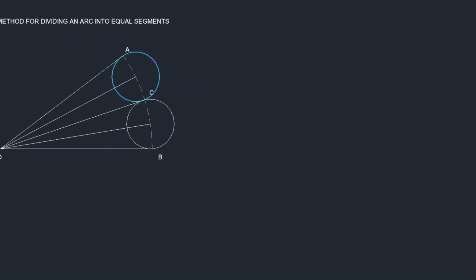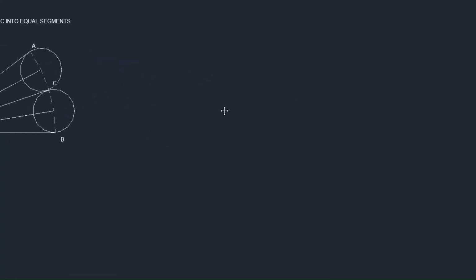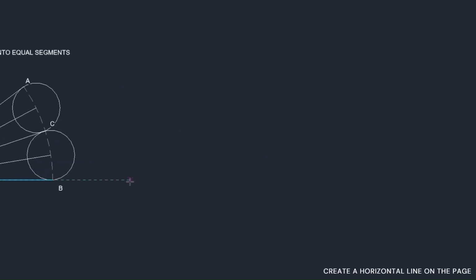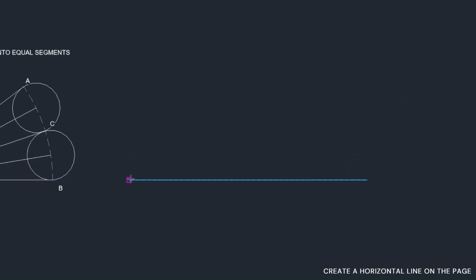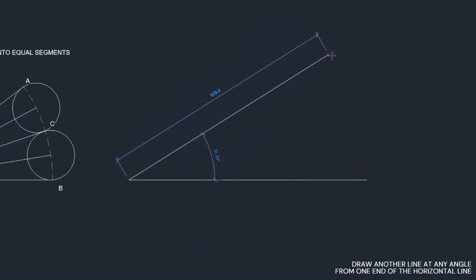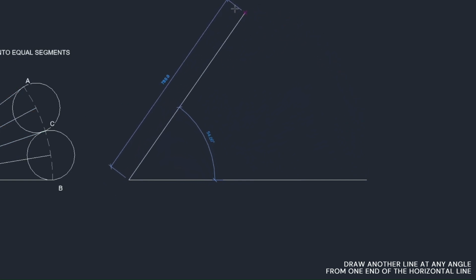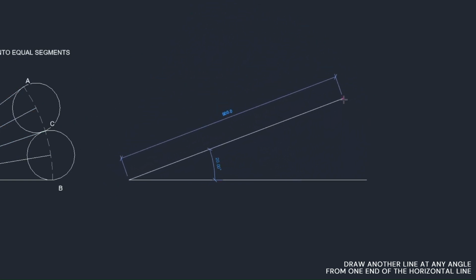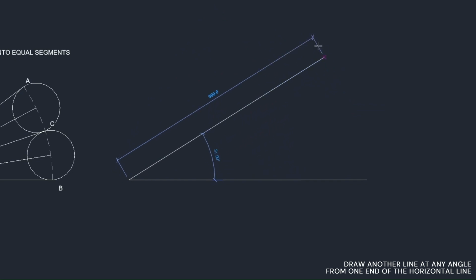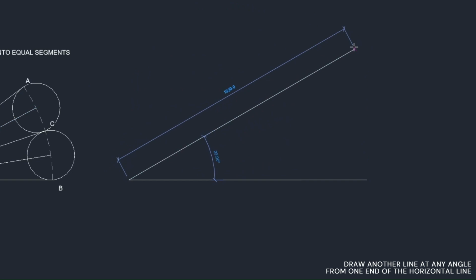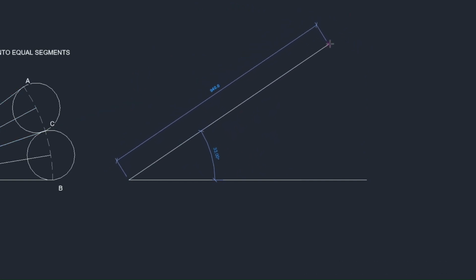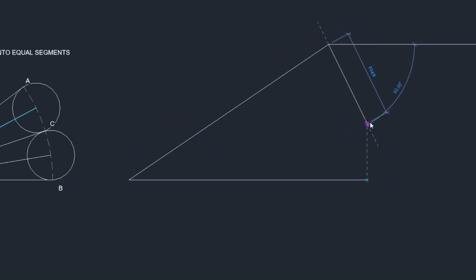What you will do to begin with is draw a horizontal line on your page, and then you'll draw an angle above it. This angle can be any angle you want. It can be 20 degrees, it could be 51 degrees, 70 degrees. For the purposes of this demo, I'm just going to make it 33 degrees, just randomly.